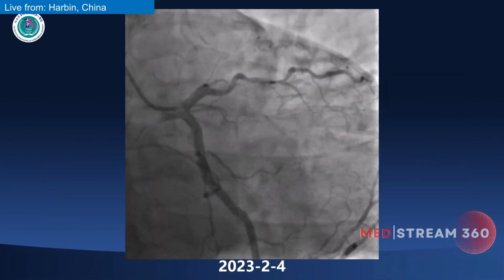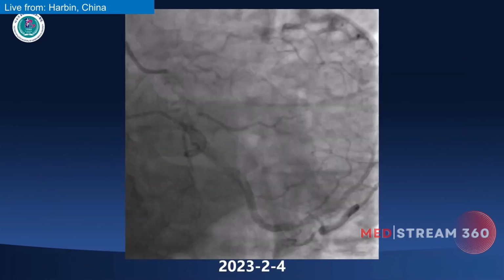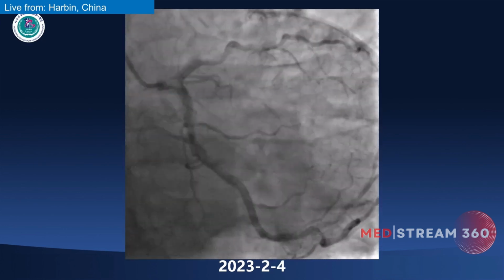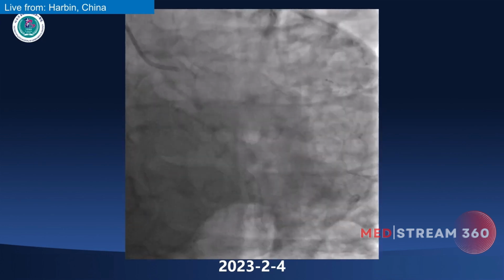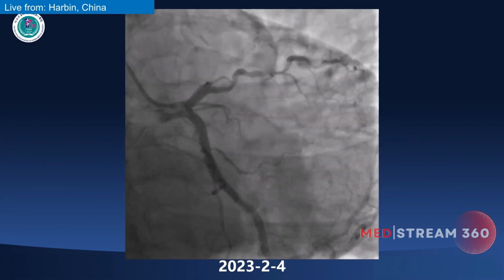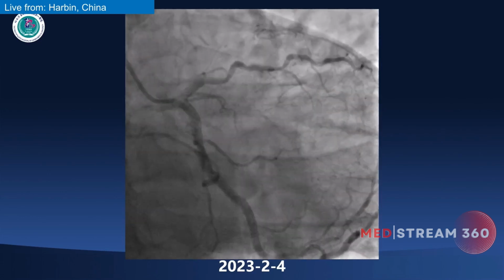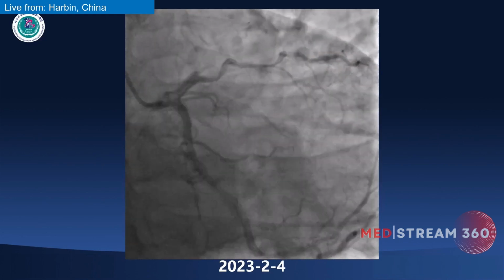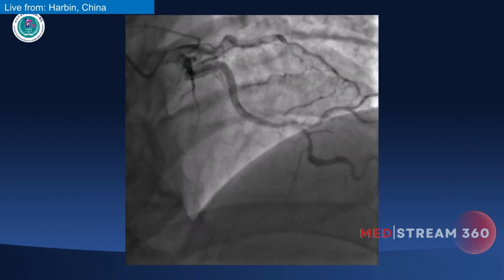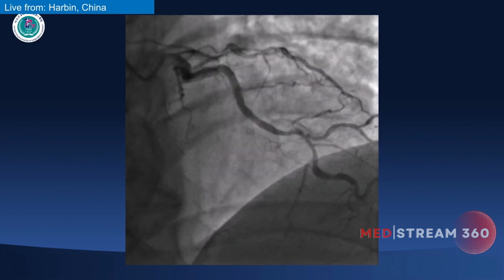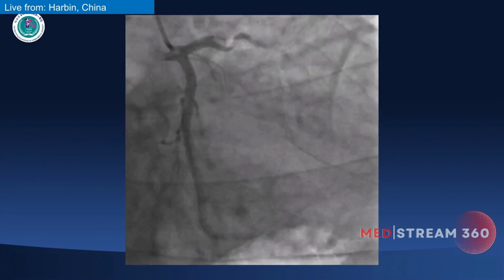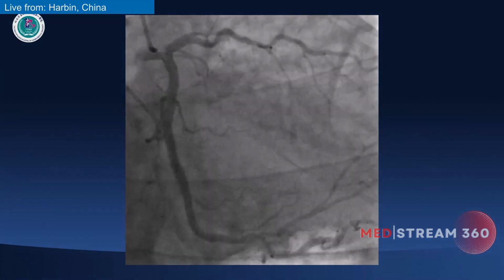This is the angiography on February 4th. From this picture, you can see there's a stumpless CTO lesion in the proximal LAD, and you can see there's a stent in the circumflex. This patient had a circumflex stenting operation about 3 years ago. There is about 50% stenosis at the distal circumflex.